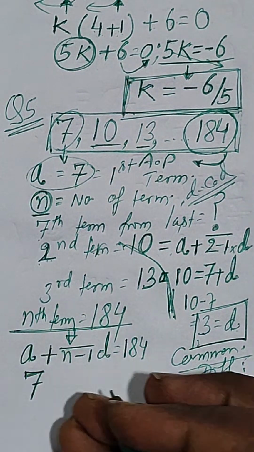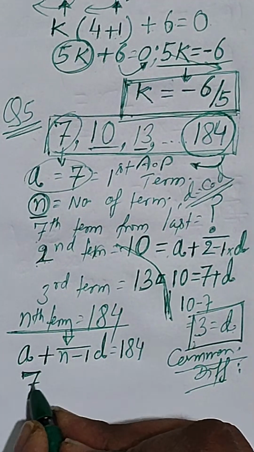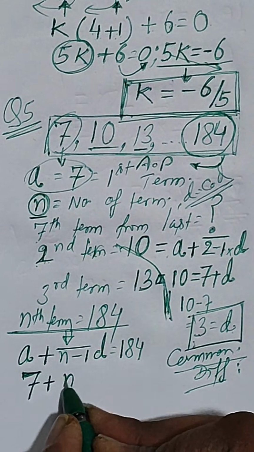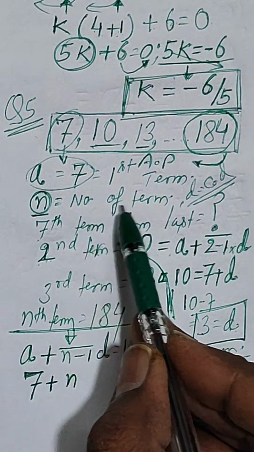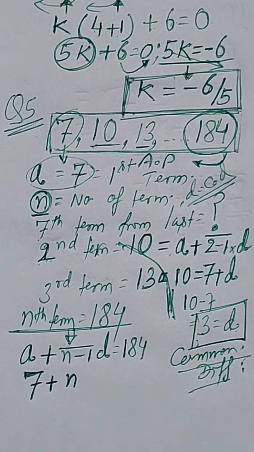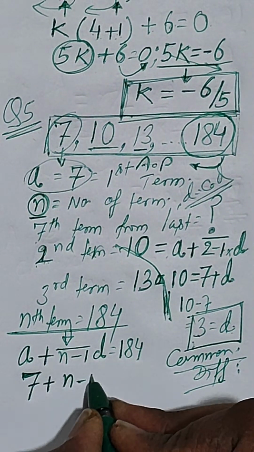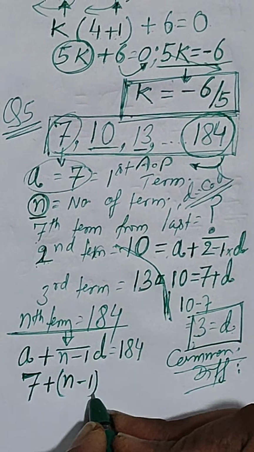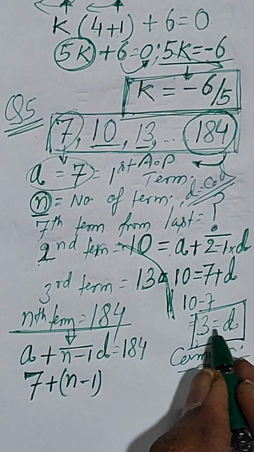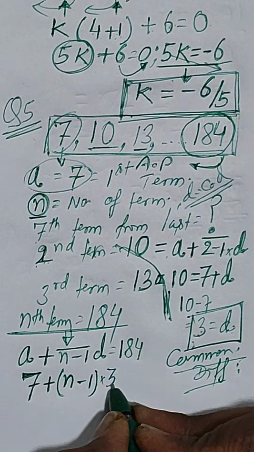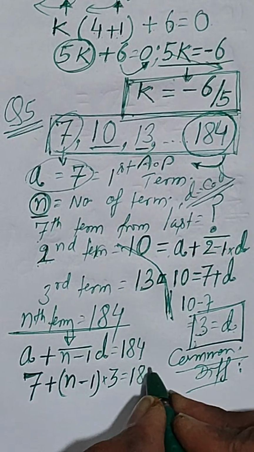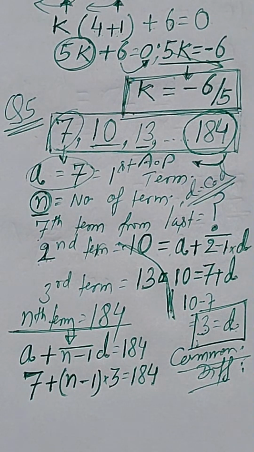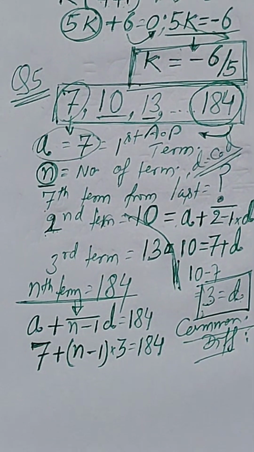So when you put the value of a as 7 and leave n, because we are going to calculate the number of terms, n will be the variable over here. So n minus 1 stays as it is in the bracket, multiplied with d, the common difference, which is nothing but 3, which is equal to 184. Very simple calculation, a linear equation with one variable n, right?